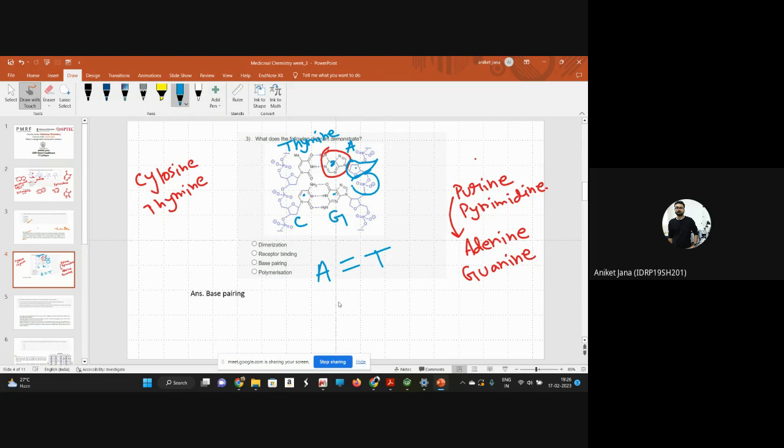Guanine binds with cytosine. And how many hydrogen bonds are there? Three. So it is already shown in the picture that there are two hydrogen bonds between adenine and thymine, and three hydrogen bonds between guanine and cytosine. And instead of thymine, another base is also present in RNA. What is that? Uracil.